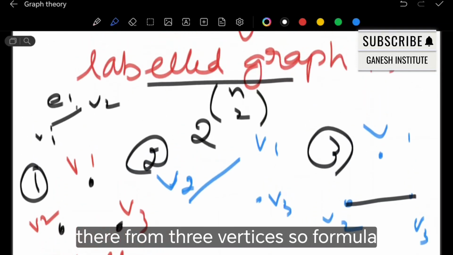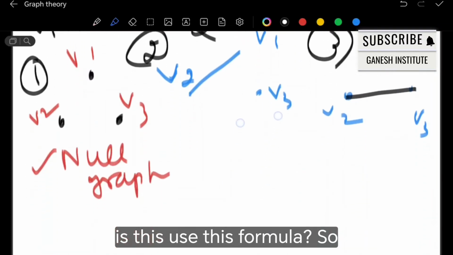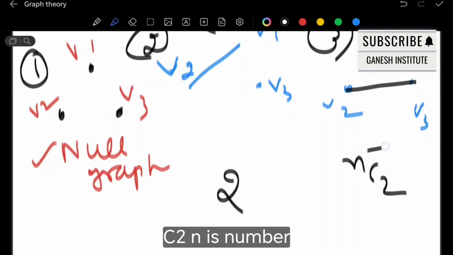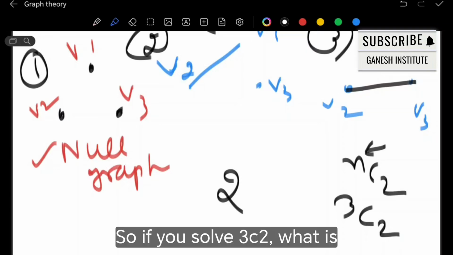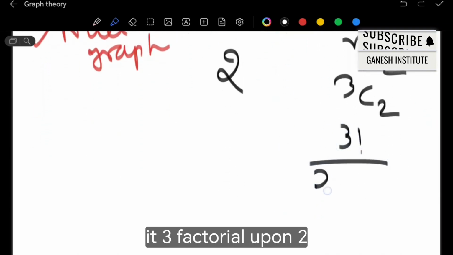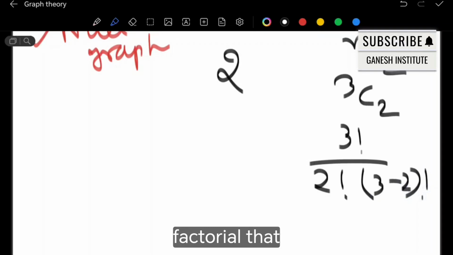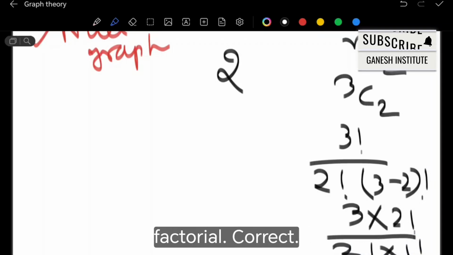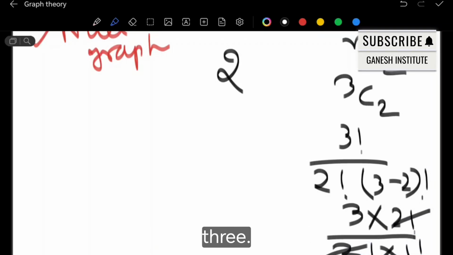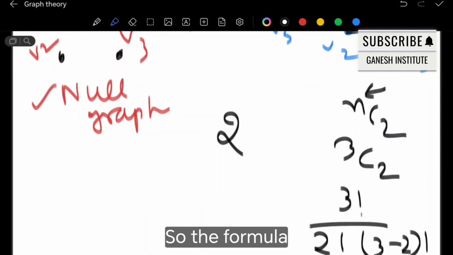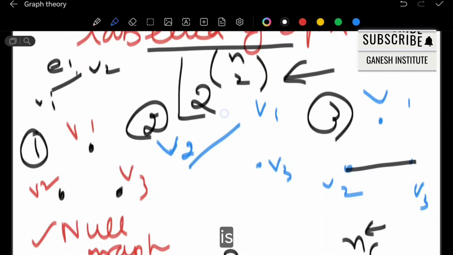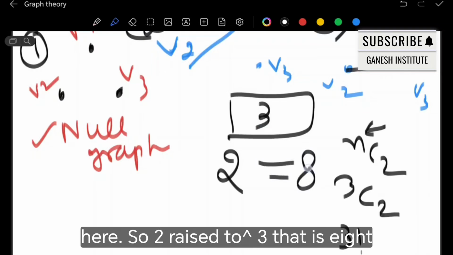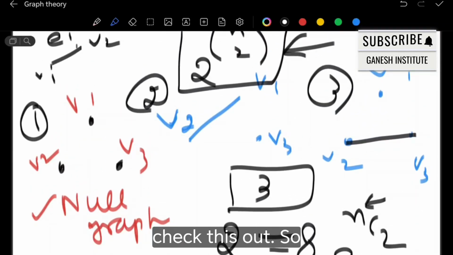How many possibilities are there from 3 vertices? Let's formalize this and use the formula, 2 raised to power nC2. N is the number of vertices, so 3C2. If you solve 3C2, it is 3 factorial upon 2 factorial times (3 minus 2) factorial, that is 3 into 2 factorial by 2 factorial into 1 factorial, so it cancels and we get 3. So 2 raised to power 3 is 8. 8 possibilities are there. Let's check this out.